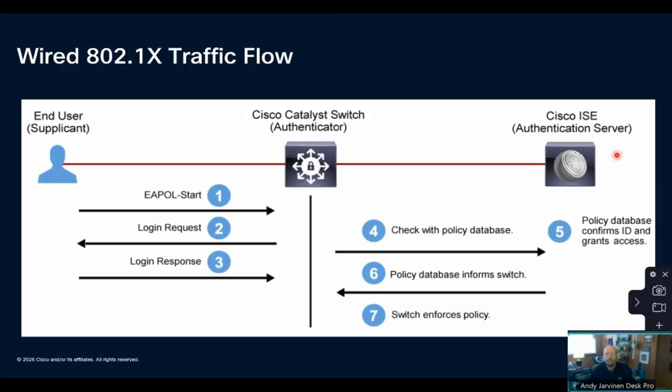So once the credentials are validated on the backend with the IDP, the authentication server will top-down evaluate the identity and assign a policy. Then it will pass that policy back to the switch. The switch implements it and enforces it and basically authorizes the user. And that is wired port authentication, aka 802.1x.